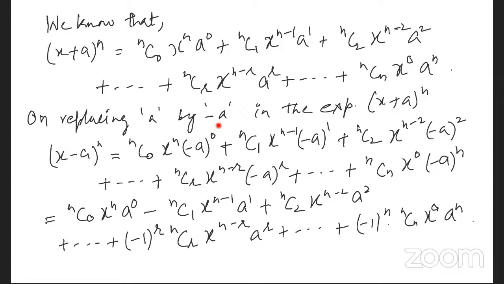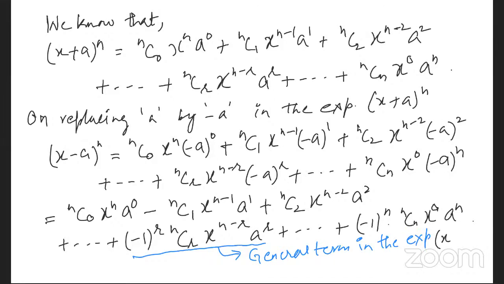So what is the general term here? What is the general term you observe? This is going to be the general term. In the expansion (x - a)^n, (-1)^r nCr x^(n-r) a^r is the general term in the expansion (x - a)^n.